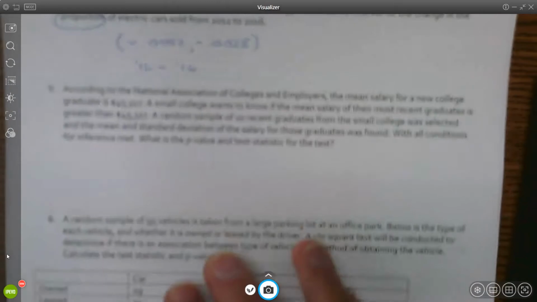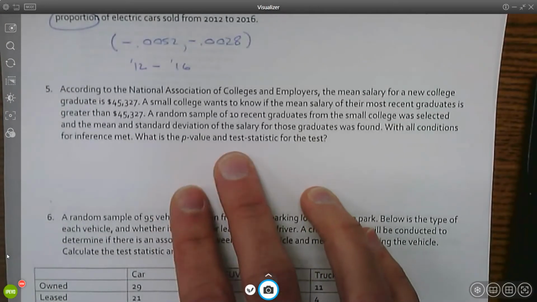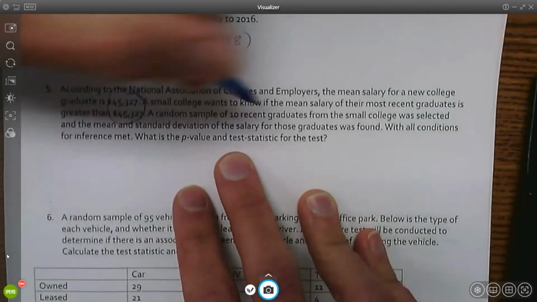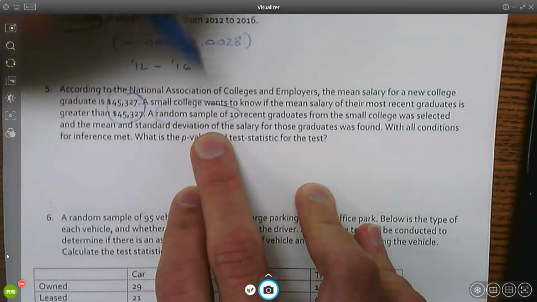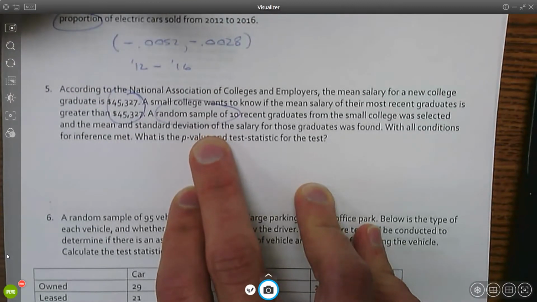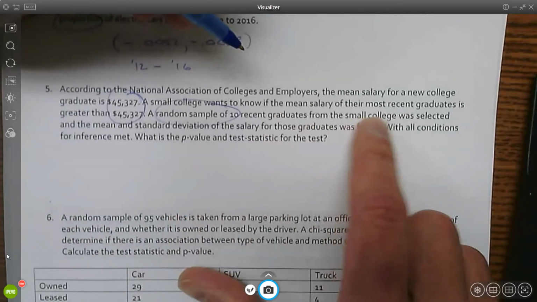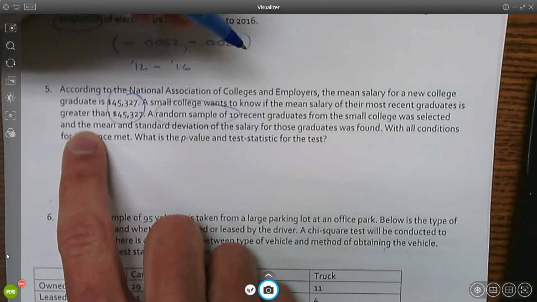All right, for number 5, we're looking at a test. And let's see, I see units. I'm thinking quantitative, so I'm thinking T. We have a random sample of 10. All right, it looks like just one sample T test. They want to know if the salary is greater than.